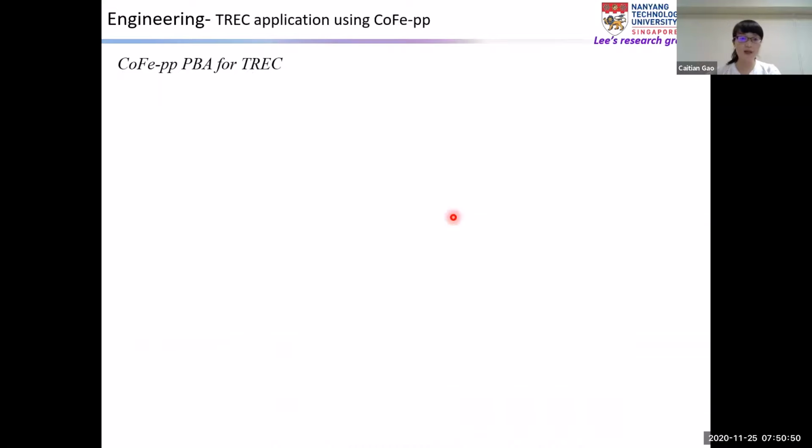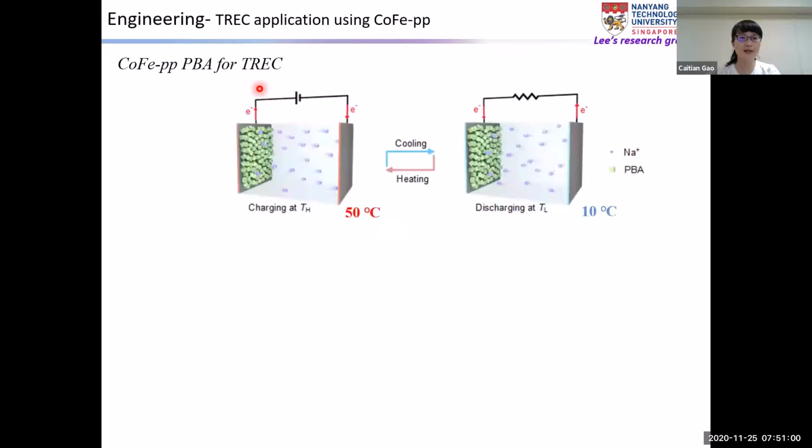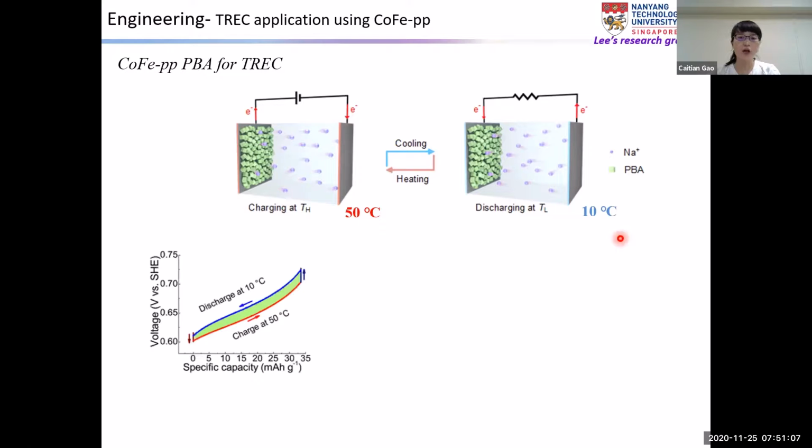So as the study shows, we found copper has a very large temperature coefficient. So we apply this material in our TREC system. We run a TREC cycle between 50 degrees Celsius and 10 degrees Celsius. We can find our discharge curve is larger than the charge curve, and we have about 3.67% energy conversion efficiency. It equals 28% Carnot efficiency.